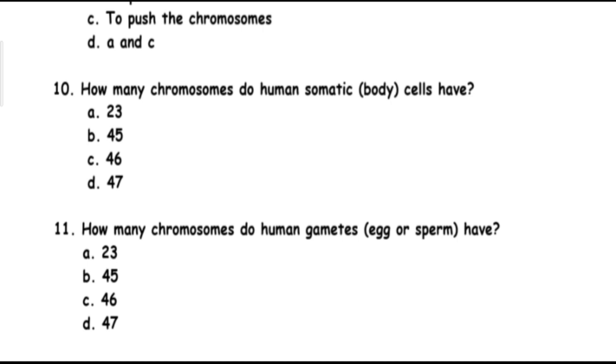Next one, how many chromosomes do human gametes have? Gametes are eggs and sperm, the reproductive cells or sex cells, and they have 23 chromosomes only. Okay, 23 chromosomes, but not 23 pairs. Because egg plus sperm, if each of them has 23 chromosomes, that totals 46, which is the normal number of chromosomes for a human cell.